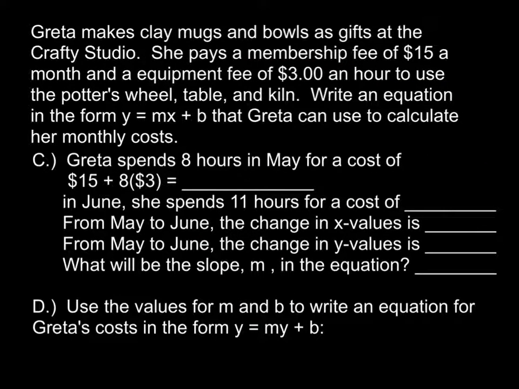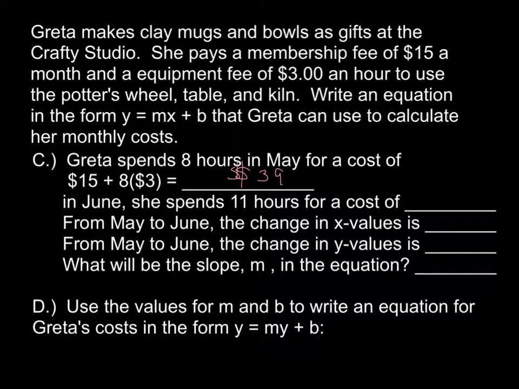Greta spends 8 hours in May for a cost of $15 plus 8 times $3 equals what? Raise your hand if you can work that out. 39. 39 what? Dollars. Yep, dollars. Don't forget units. Units are part of this, so we have $39. Remember, I'm sure your science teacher stressed the importance of units in your answers. That's going to work here in math, too.